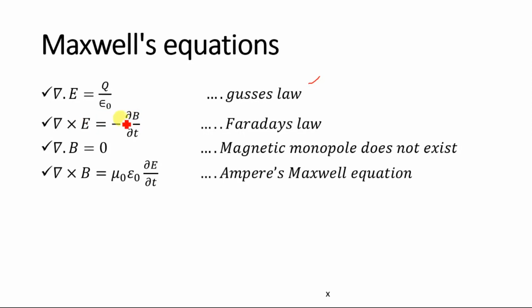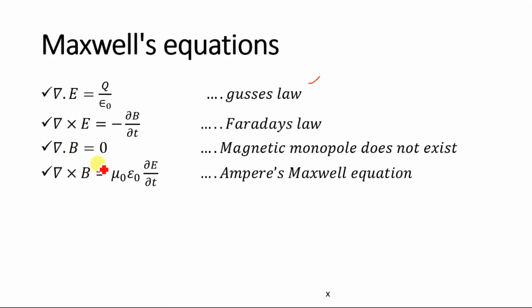The second Maxwell equation is Faraday's law, which shows that the curl of E is equal to minus ∂/∂t of B. B is the magnetic field. They show that the change in magnetic field produces an electric field. Similarly, del dot B, or the divergence of the magnetic field, is equal to 0. This means that a magnetic monopole does not exist.